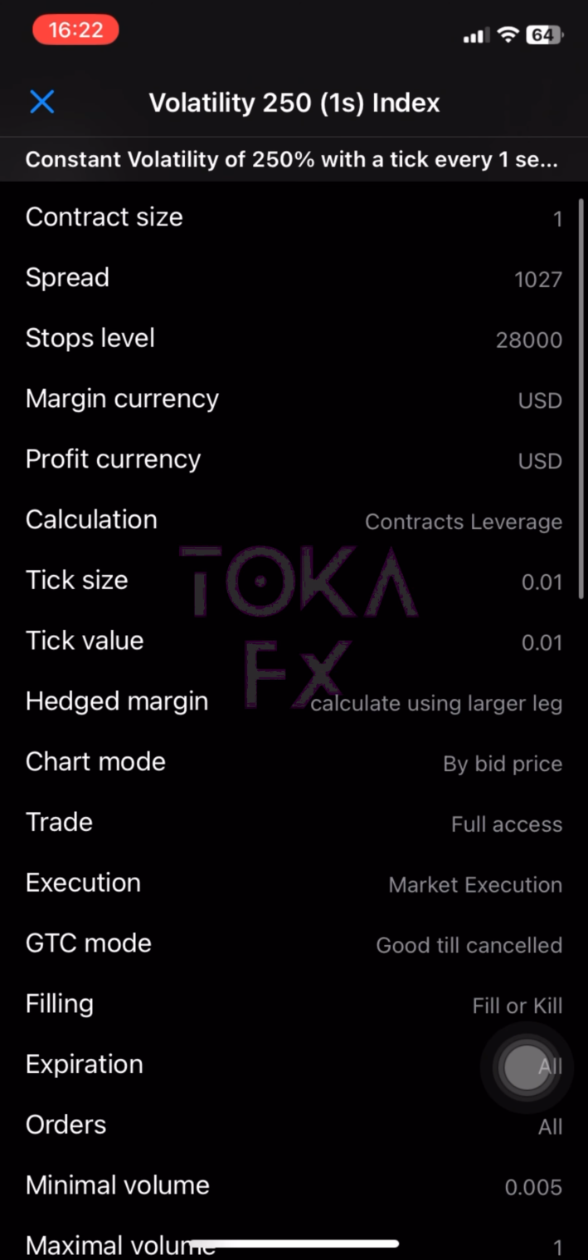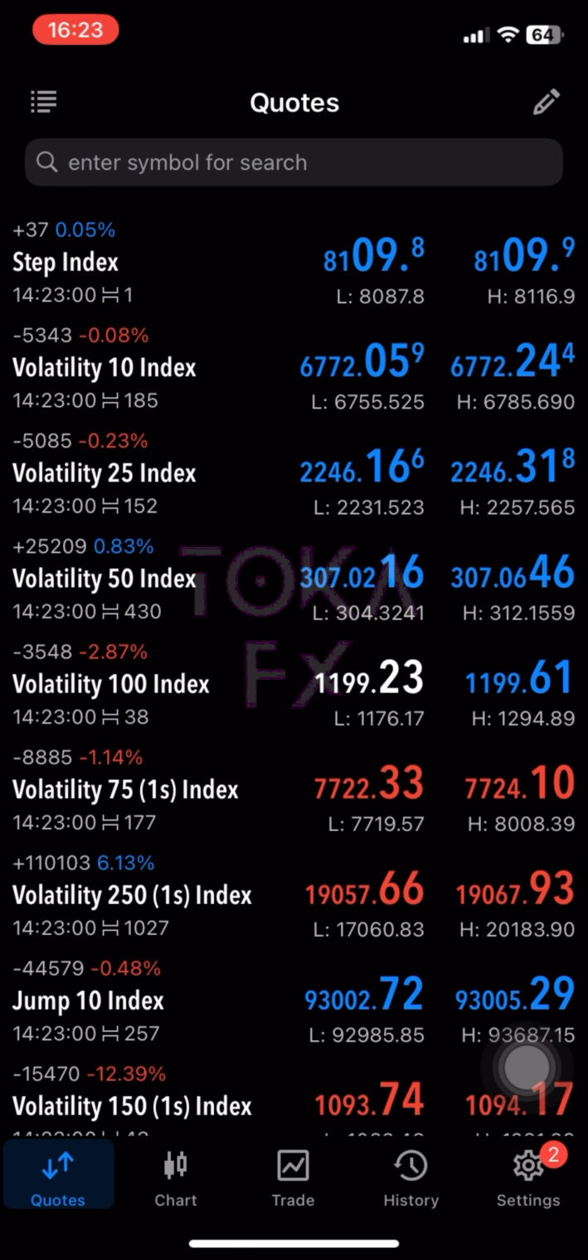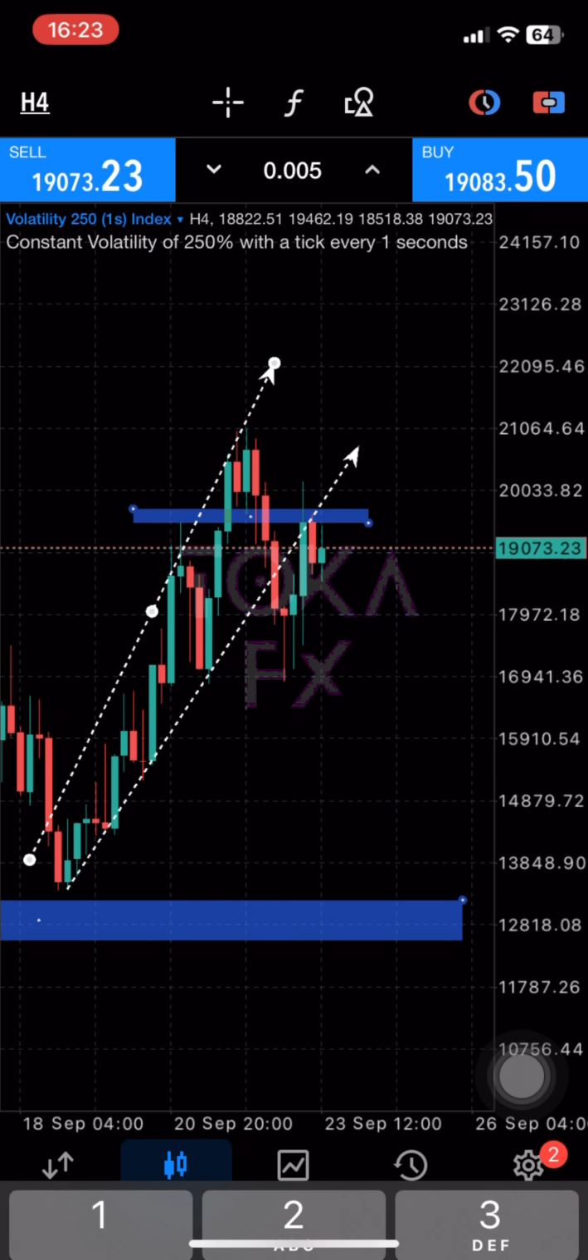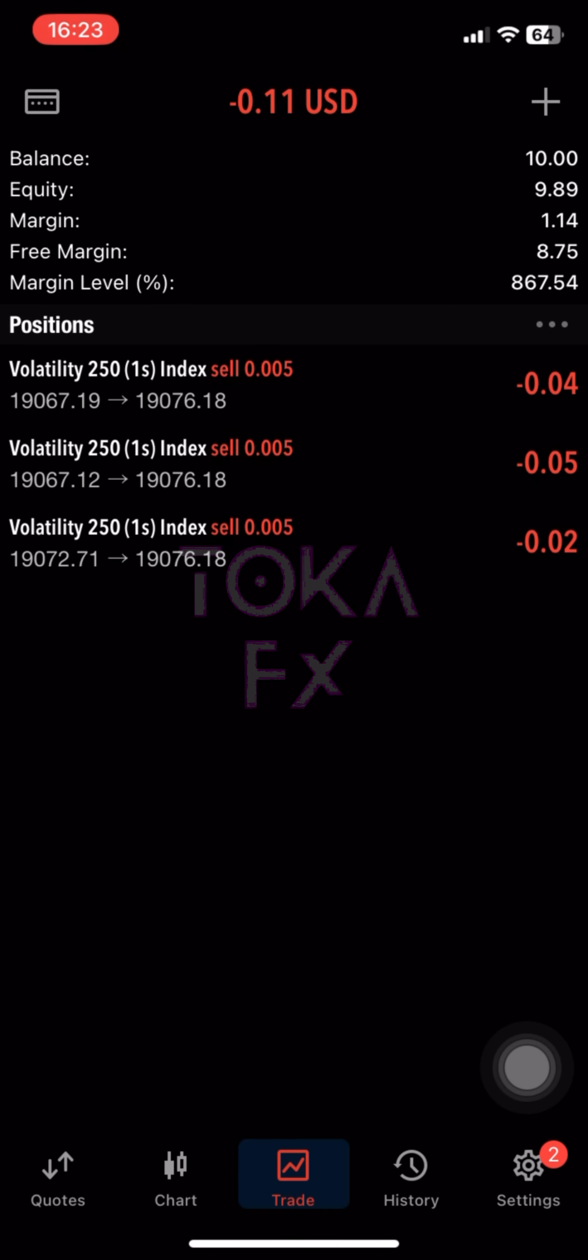Let's double check the minimum volume that we can use on volatility 25. It is 0.005, so I can go ahead and sell the market at that price there, and then I'm just going to go with 3 positions.